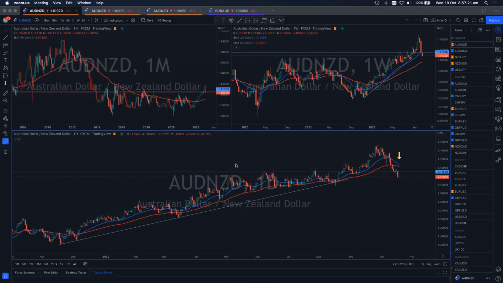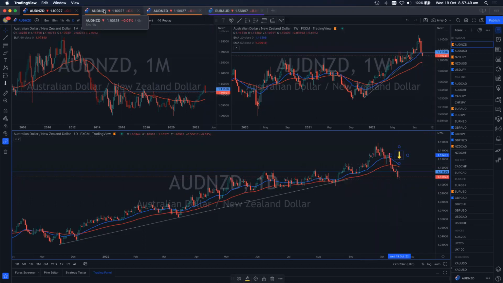So anyway, we're looking at the Aussie Kiwi. We've got the red EMA, the 50 is the most important thing. That's what a lot of strategies are based upon. So what do we have on Aussie Kiwi? We have on the daily a strong down day yesterday, probably continuing today. So we've got a down arrow on that one.